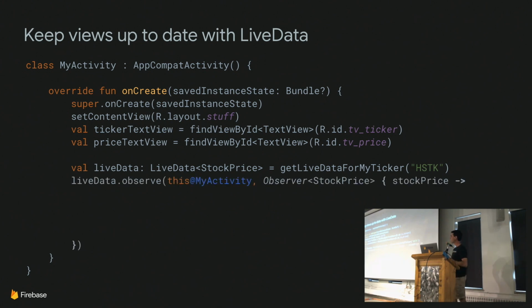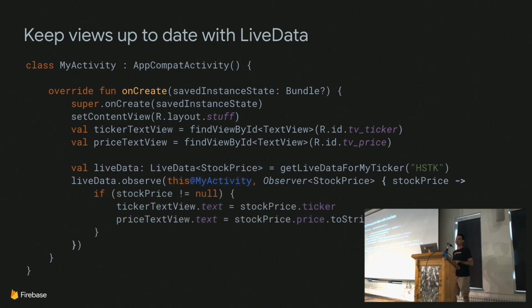It takes two arguments, and the first one is very interesting. You're actually passing an instance of the current activity to the LiveData. Normally you don't go passing around instances of activity to places because you'll leak them. But remember, LiveData is lifecycle aware, so it's using this activity to track the lifecycle of the activity. Hold on to that thought for a moment. We also need to pass an observer to it. The observer is going to receive stock price objects as it gets updated. And all we'll do here is check to see if it exists, and then we'll populate our views.